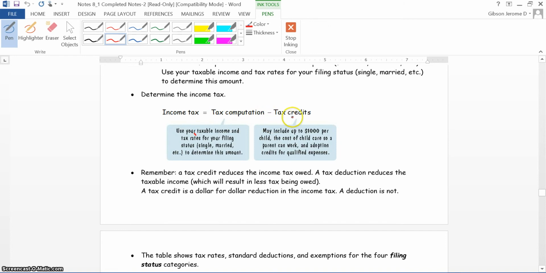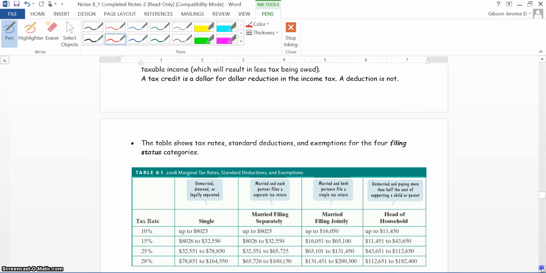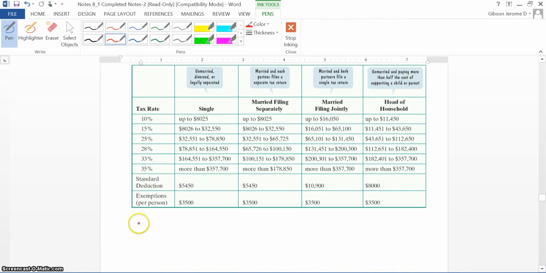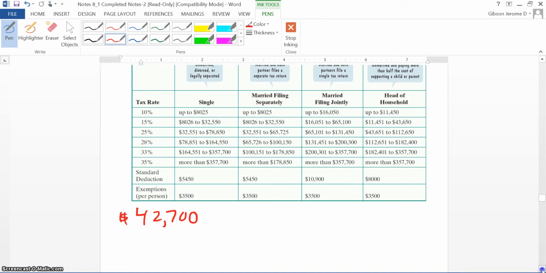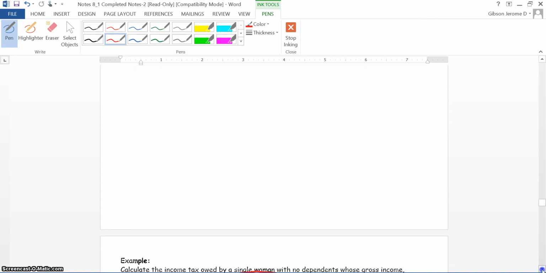It's the tax computation minus the tax credits. We're going to use our taxable income and tax rates for your filing status, single, married, etc., to determine this amount. Now, we know that $42,700 was our taxable income. Now we're going to use this table here, but we have to check out one more thing before we get to this table.